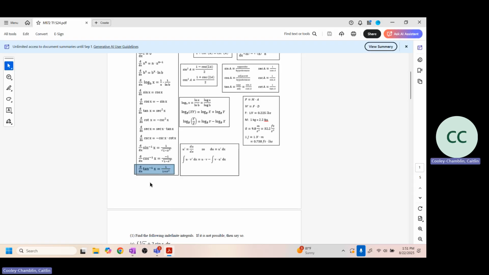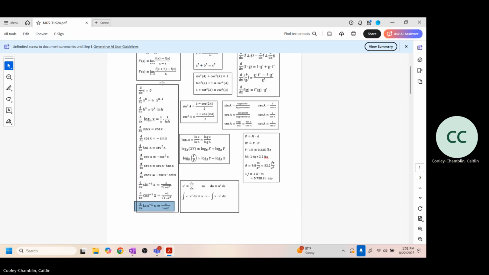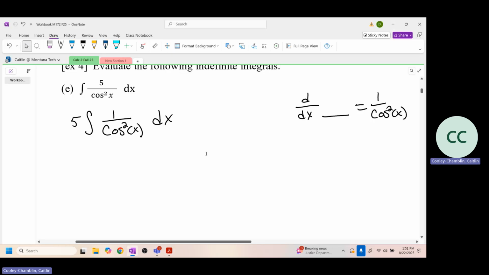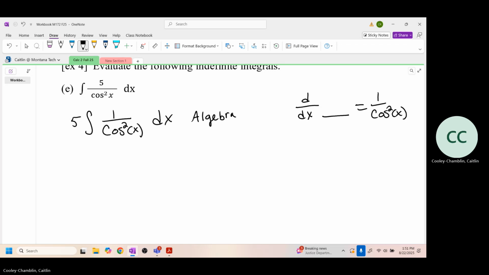Basic derivatives, 1 over cosine. There's 1 over x. I see sine, secant, cosine. I don't see a 1 over cosine. Great. So what this means is we need to do a little bit of algebra manipulation, or some trig in this case. So I'm going to cross off this because that wasn't very helpful.